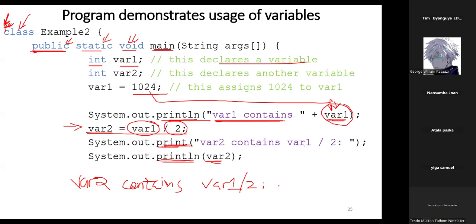Well, you tell me. 512. So it will be displayed on the same line. But the reason that is the case is because we didn't use println here. If we use println, then the 512 would be put on the next line. Of course, the first one, "var1 contains", is what will be printed up here.